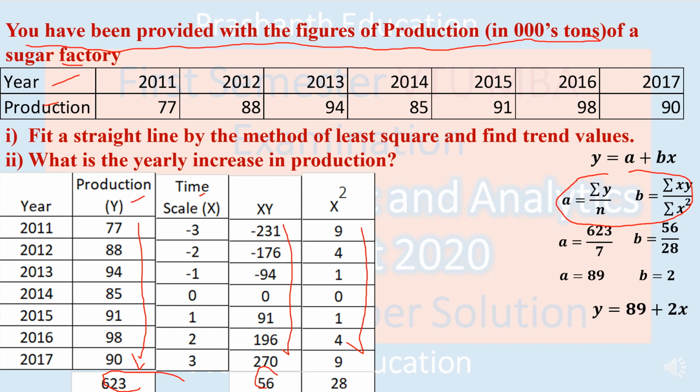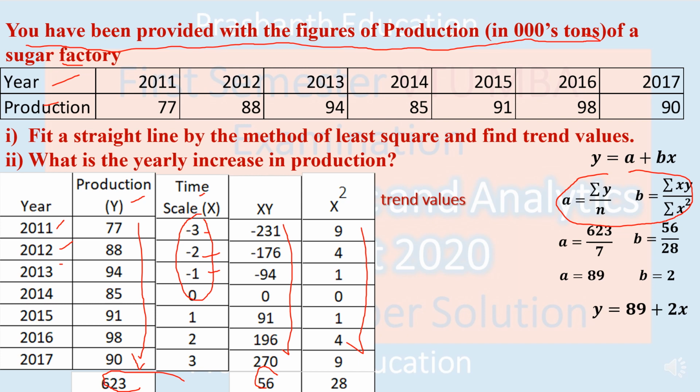Now we will substitute these values, minus 3, minus 2, minus 1. Don't substitute 2011, 12, 13. Why? Because we have transformed the data to a single digit and then we have taken. Many of you make the mistake of using the year as x. You should not use the year as x. You need to use these values.